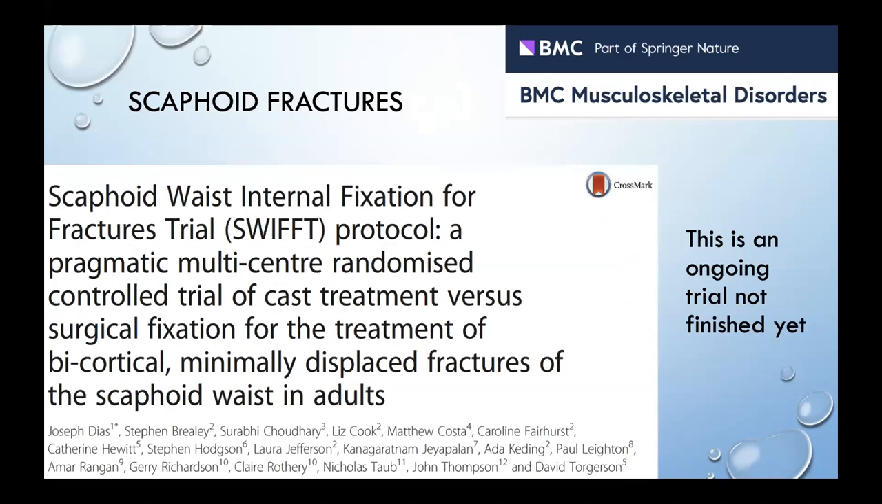And again, if you want to score higher, it's worthy to tell the examiner about the ongoing trial in the UK by Dr. Dias, which is involving 17 hand centers with a follow-up up to 5 years. So it's a randomized controlled trial comparing cast versus surgery. It's still going on and not finished yet.